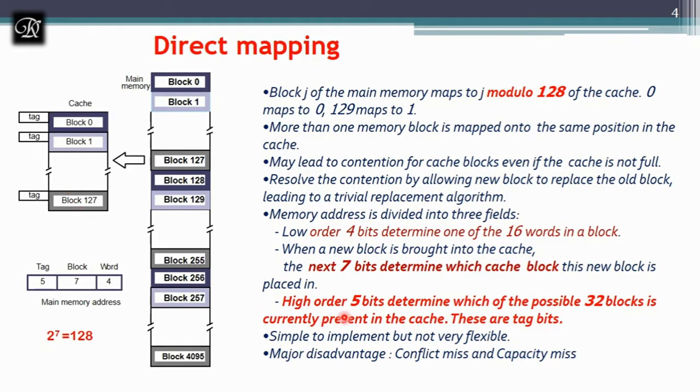Next is the important one. This is the high order 5 bits, the high order, the MSB side. The LSB side will go to recognizing the words inside each word line, and the bits in between are used for recognizing the blocks inside the cache, and the last 5 bits from the MSB part are used to decide the hit and miss of the given block. So here the high order bits of the address are compared with the tag bits. Whenever a processor is requesting a block, it's going to generate 16 address lines.